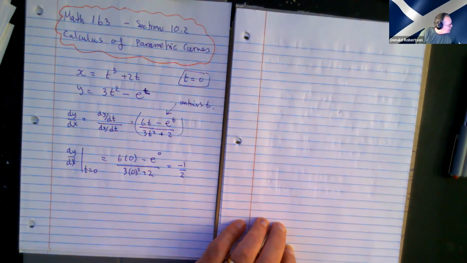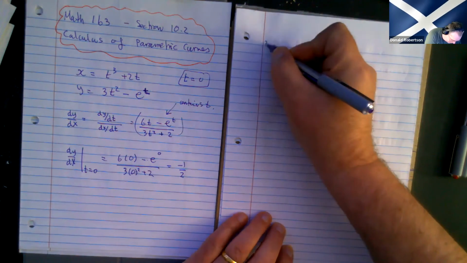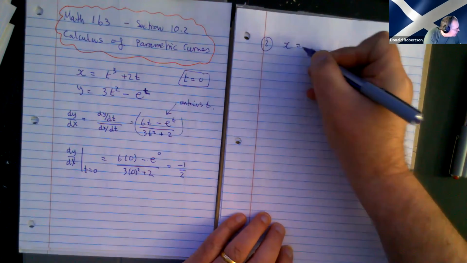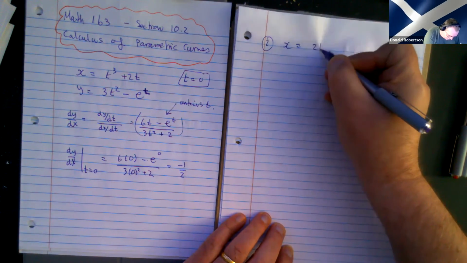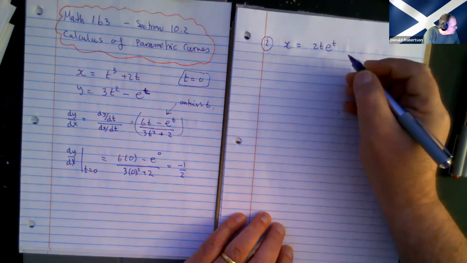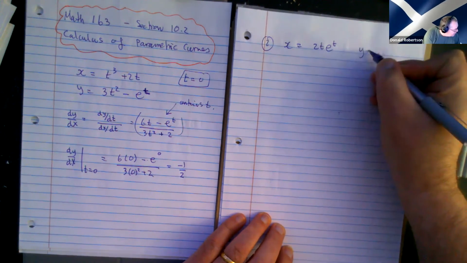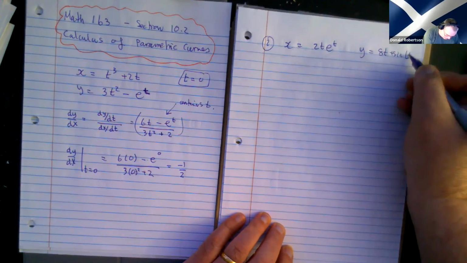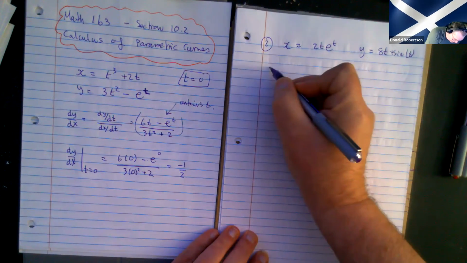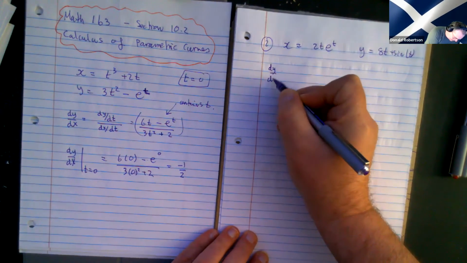Okay, so let's pick a guy to find the derivative. It's 2t e to the t, and the y is 8t plus sine t. Now, as horrible as that is, its derivative is not that bad.